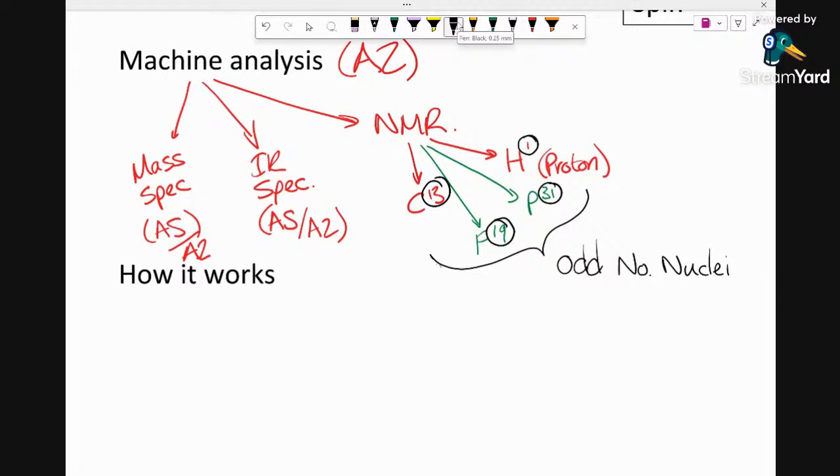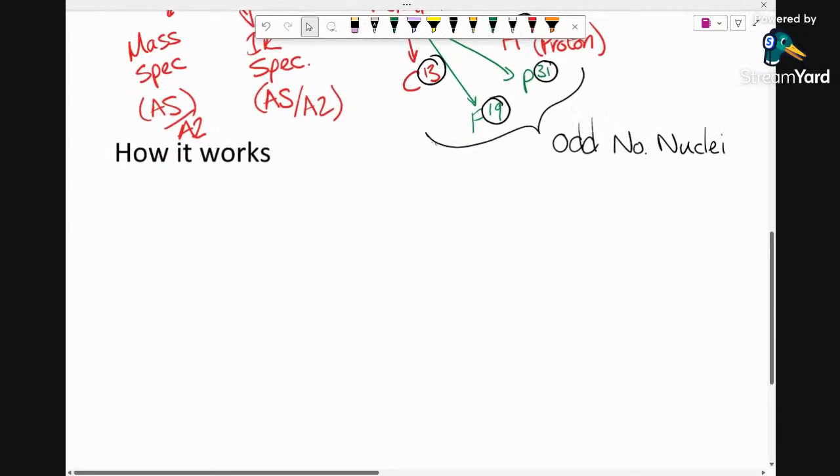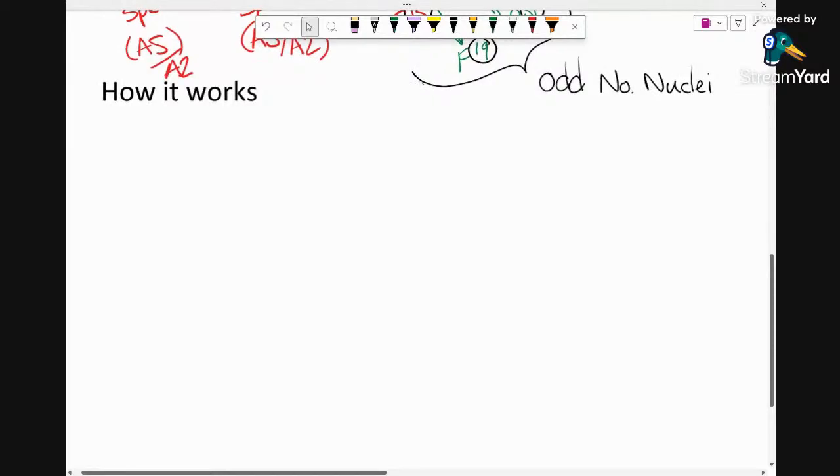So with an odd number of nuclei, this means that we can actually see them in this machine. With an even number of nuclei, you cannot be seen in an NMR machine. So I'll hopefully add a bit more information onto this as we go through the lesson.